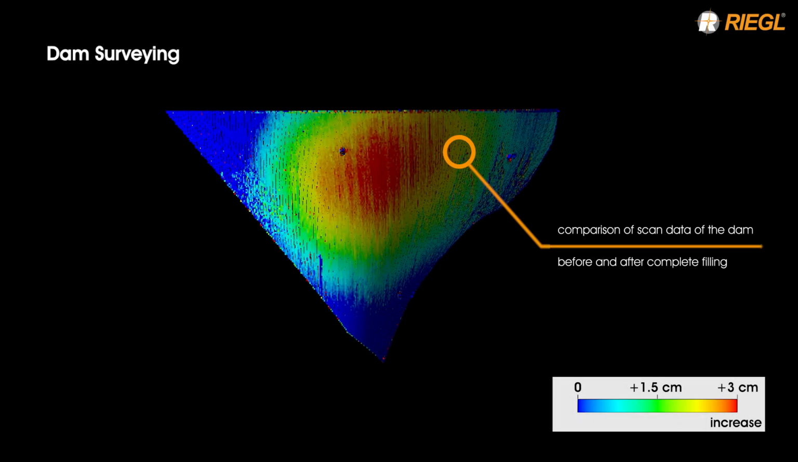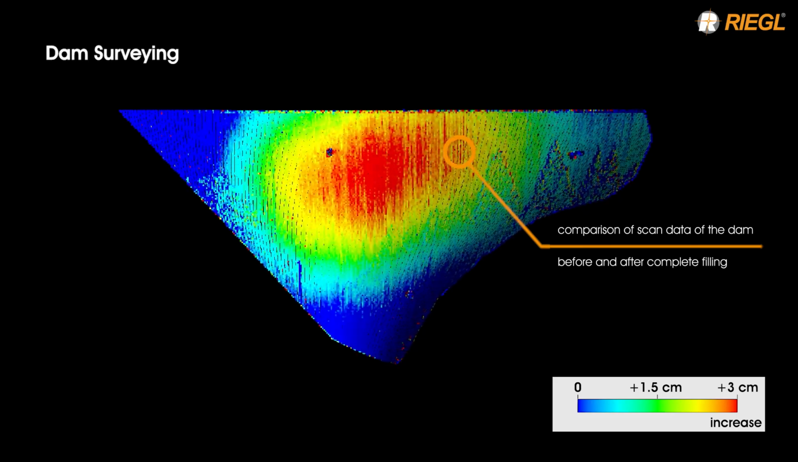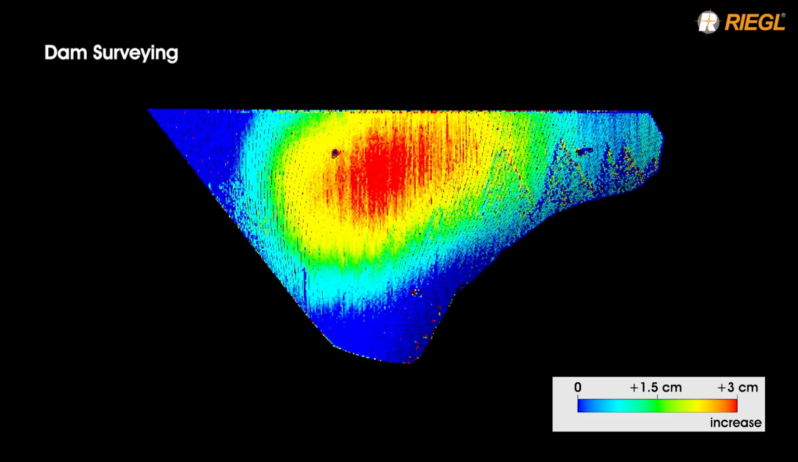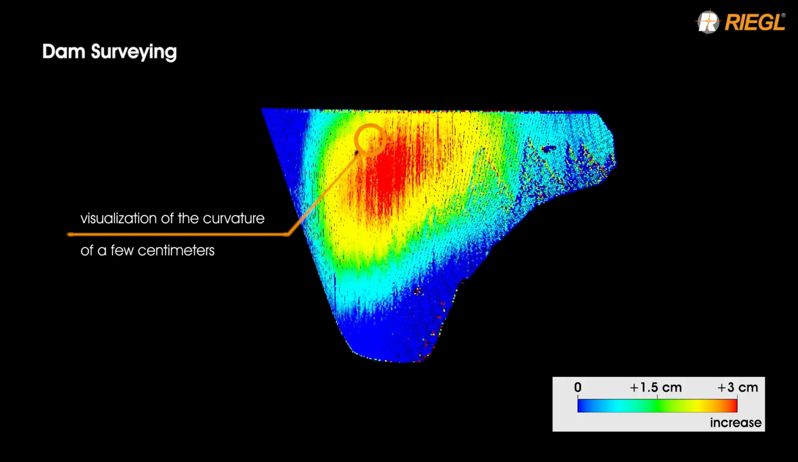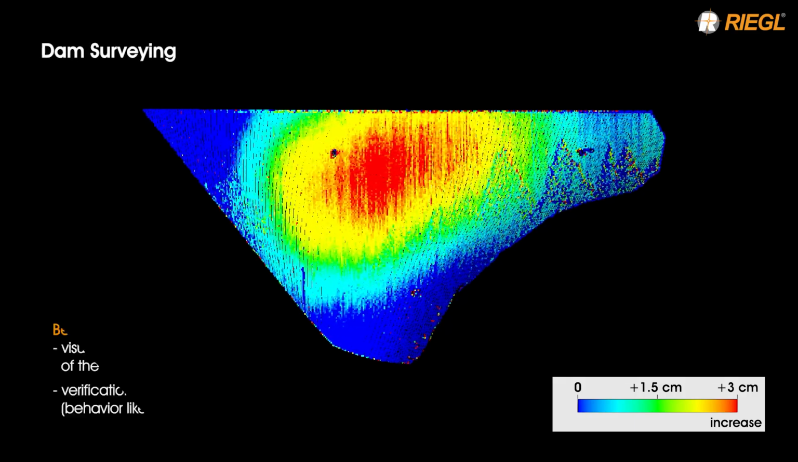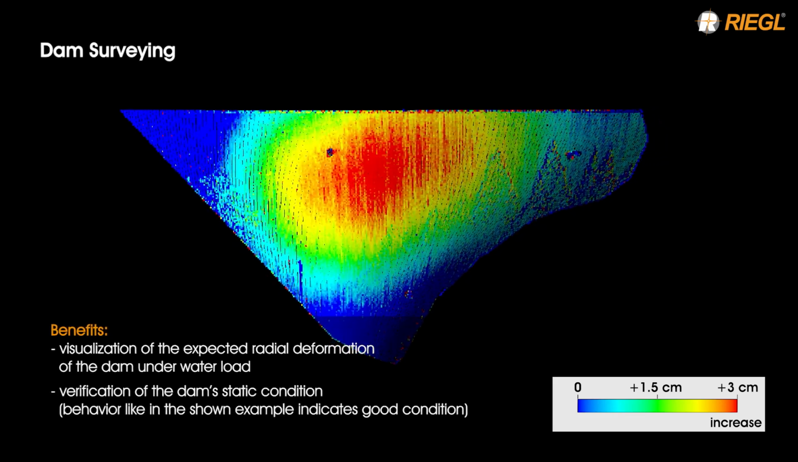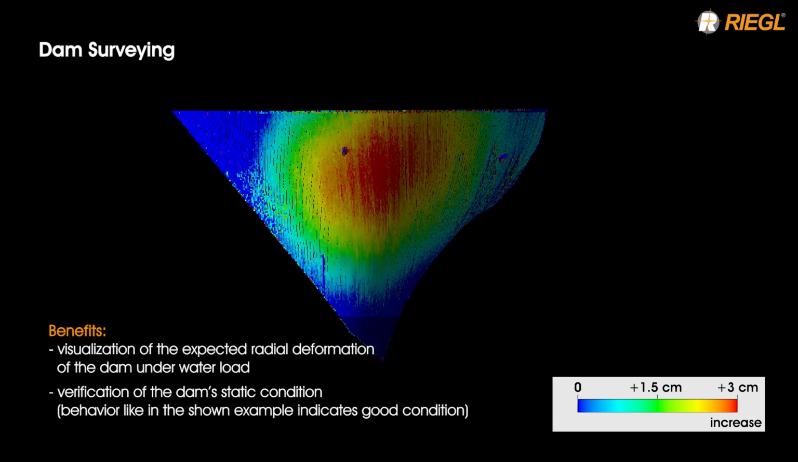When surveying dams, being able to visualize even the smallest changes of the dam's curvature under water load allows for a highly accurate inspection of the radial deformation and provides engineers with relevant information on the static condition of the dam.